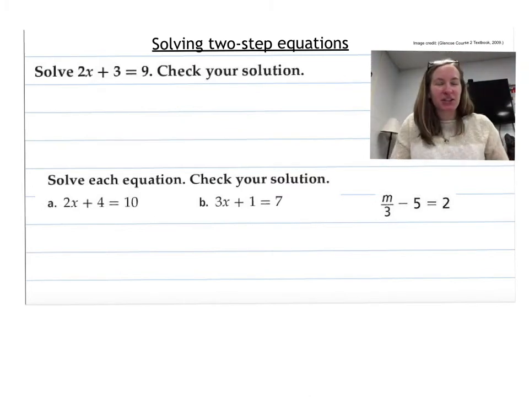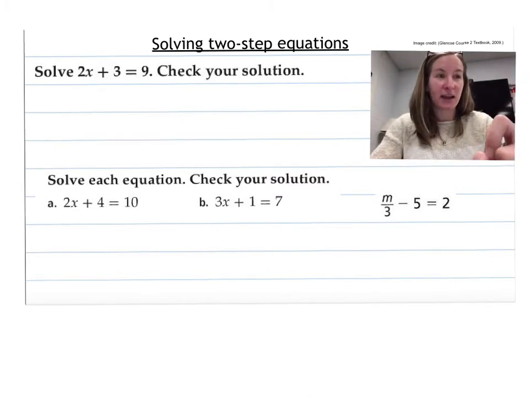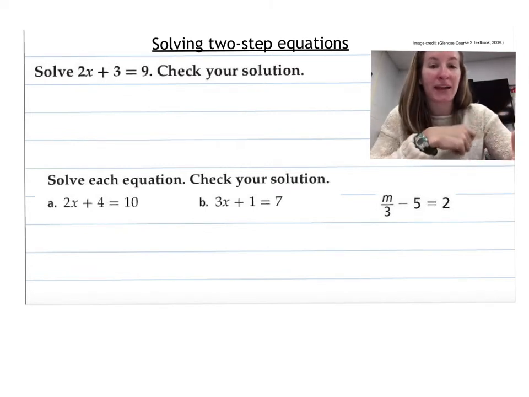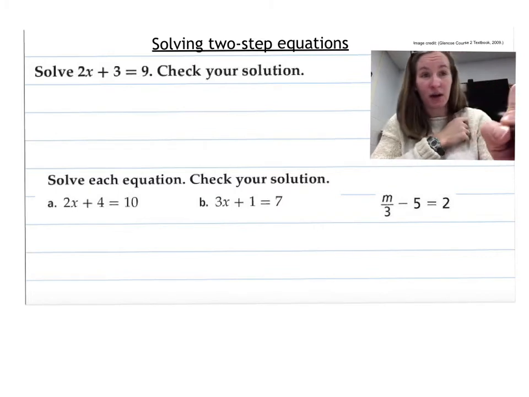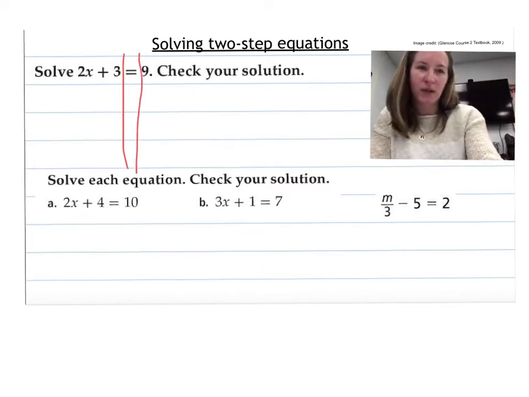So, solving equations, 2 steps. Solve 2 times the number plus 3 equals 9 and check your solution. So here I know that x was multiplied by 2, and then we added 3, and we ended up at 9. So to undo that, we are going to work backwards. SAD map is what Miss Little taught me. So I'm going to draw my train tracks. I know that left and right should be equal the whole time.